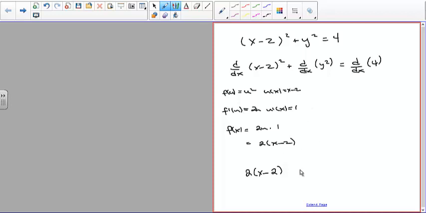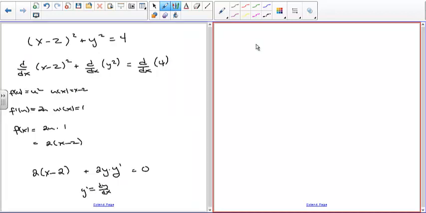Okay, then we take the derivative of y squared. Well, the derivative of y squared with respect to y is 2y. And then because we're using implicit differentiation on this one, because this is y and we're taking the derivative with respect to x, we need y prime. You remember y prime is also the same as dy/dx. Okay, and then the derivative of 4 is 0.